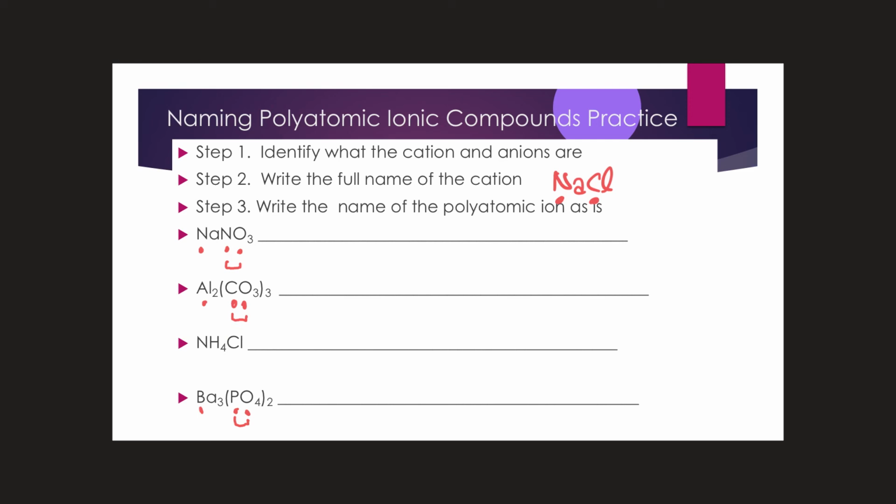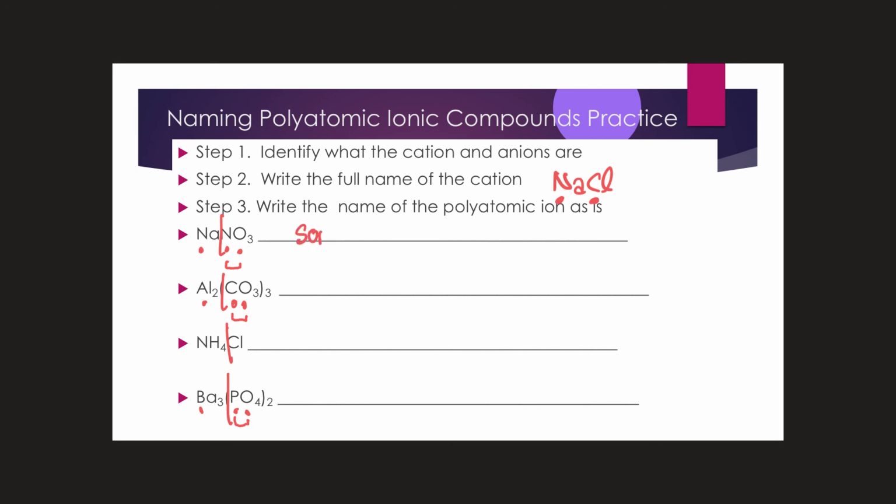CO3 is one, NO3 is one, PO4 is one. So, now that we know which are the polyatomic ions, we can separate them out. So here's my polyatomic ion, here's my polyatomic ion, here's my polyatomic ion, and here's my polyatomic ion. So now I'm going to name them, and we do exactly what we just did before.